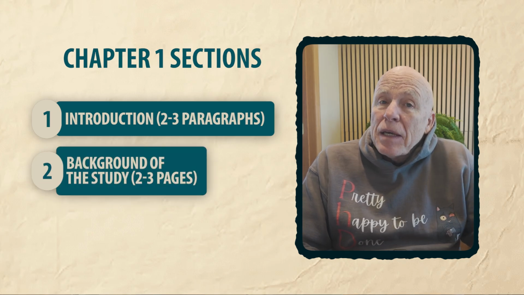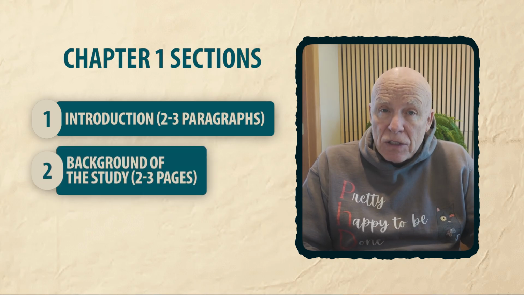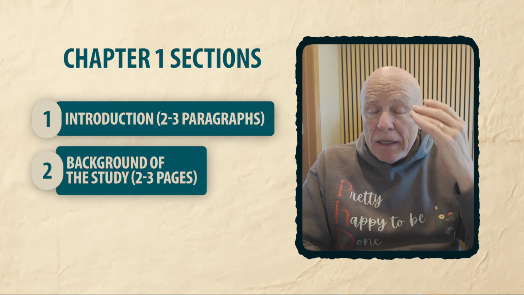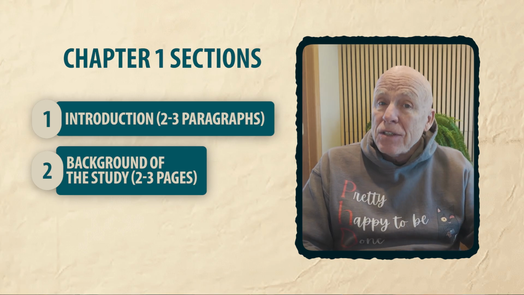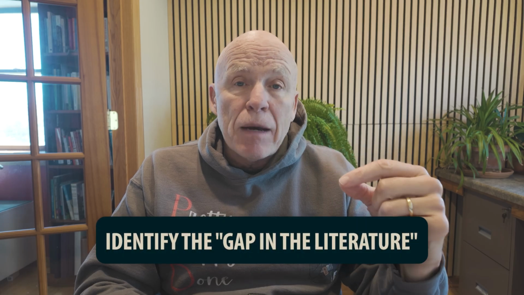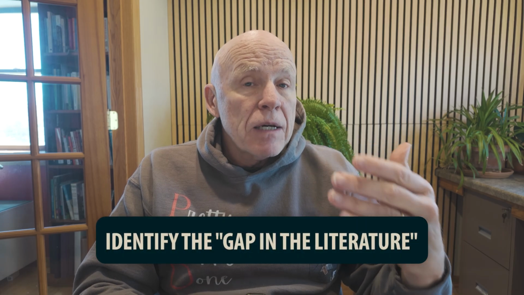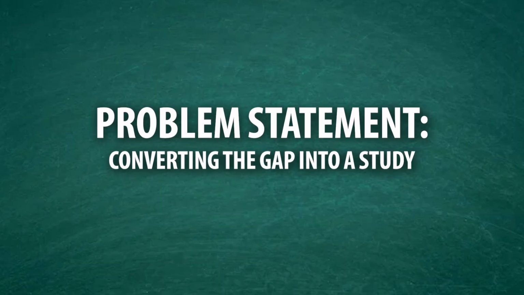paragraphs, then maybe a background of the study, which is going to be 2 or 3 pages of literature, basically where you show there is a gap in the literature. There then becomes a problem statement. A problem statement can be anywhere from a paragraph to 2 or 3 paragraphs, where you're just converting your gap in the literature to now here's the problem that will be studied.